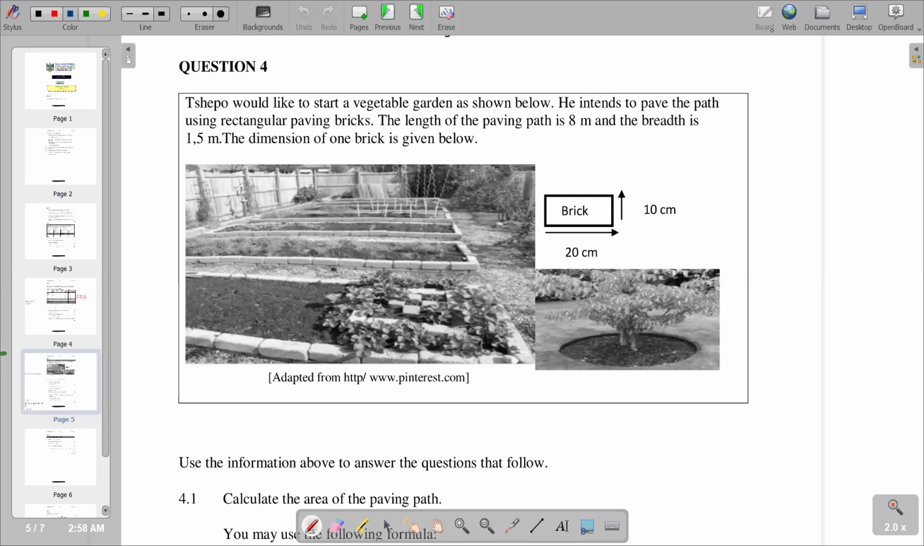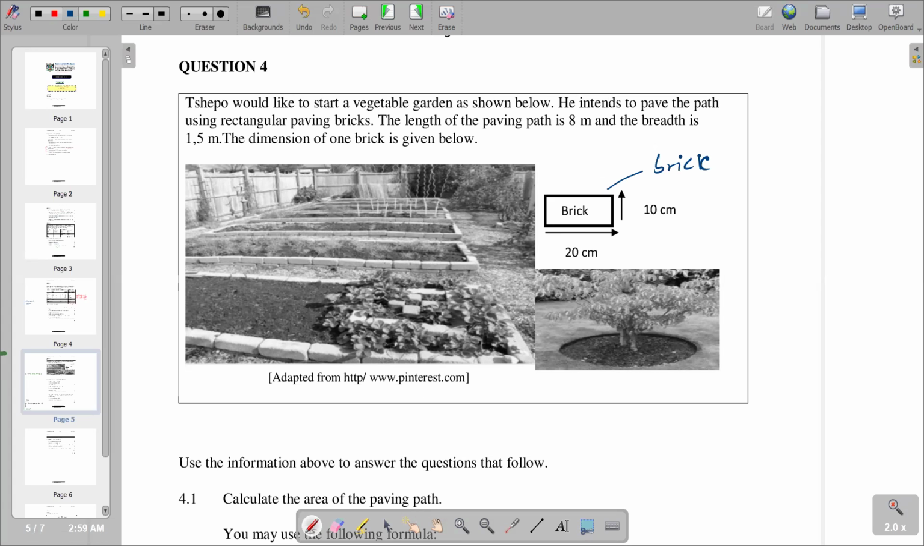So our question 4 reads, Shepo would like to start a vegetable garden as shown below. He intends to pave the path using rectangular paving bricks, and the length of the paving path is 8 meters and the breadth is 1.5 meters. The dimension of one brick is given below. So this is the dimension of one brick that we're given here.